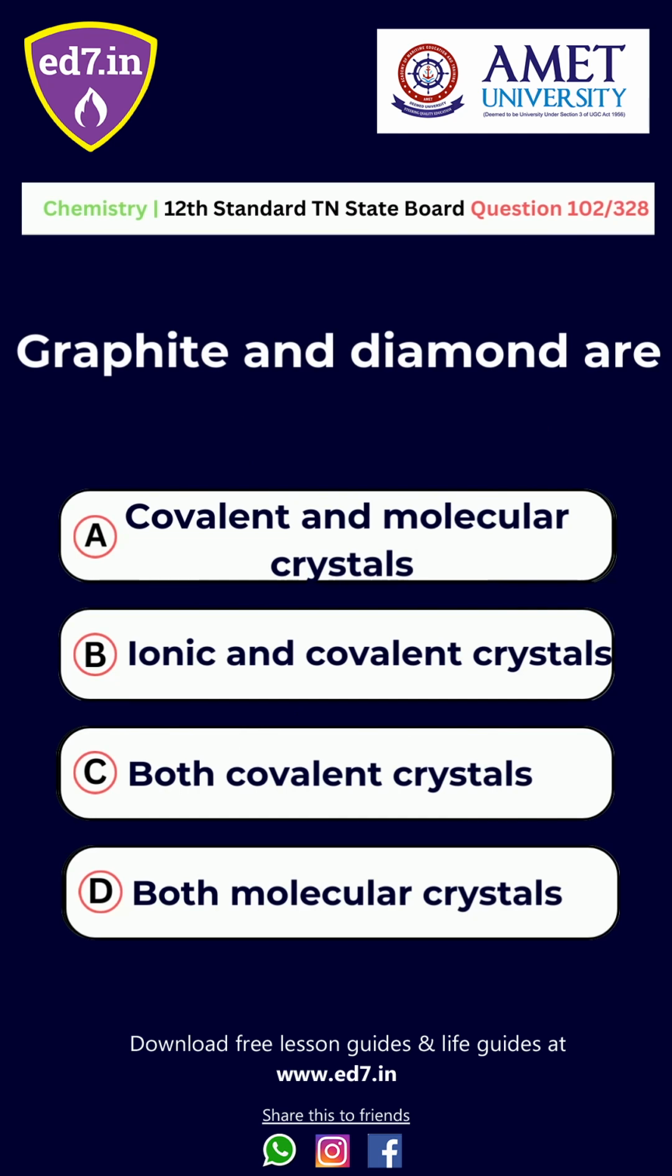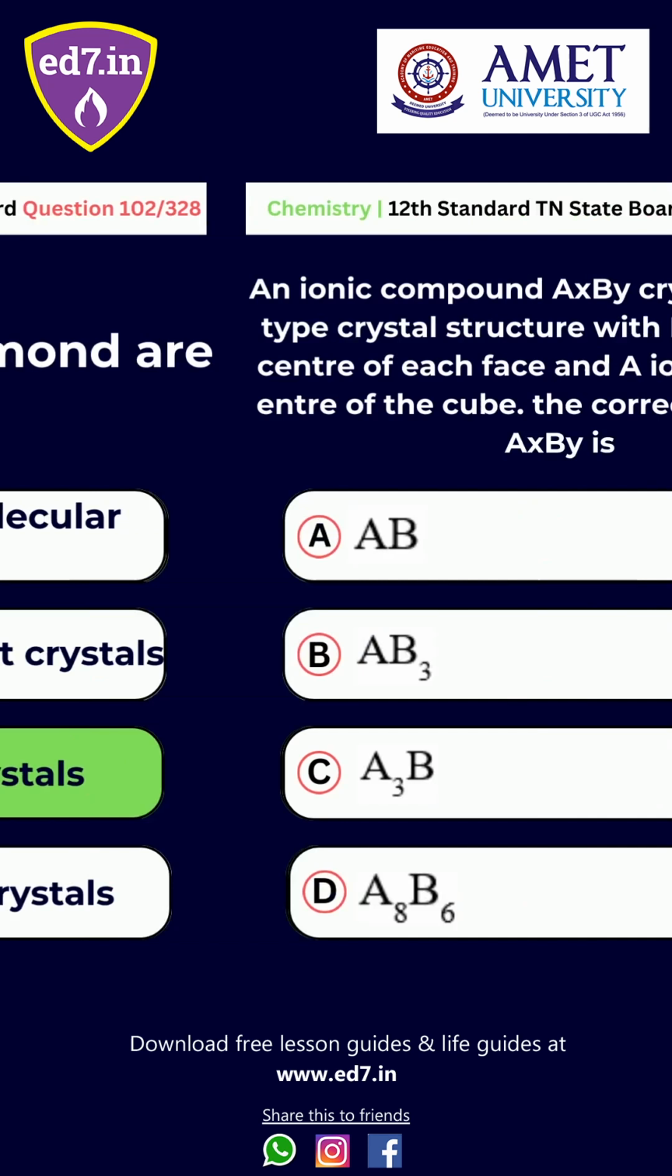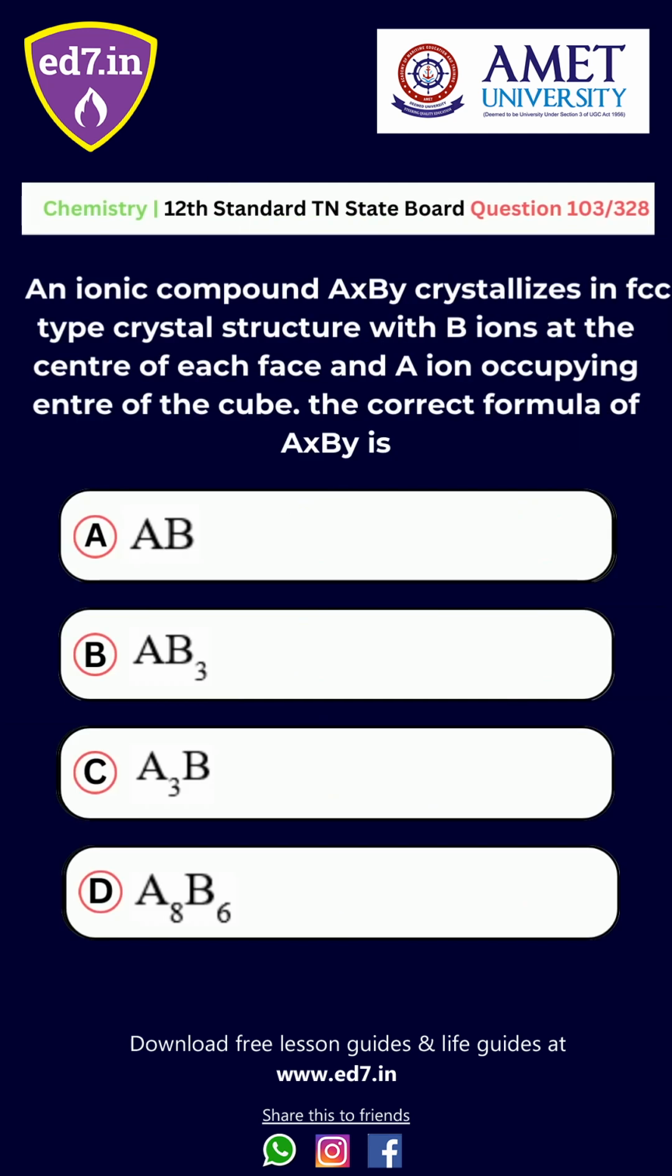Graphite and diamond are: Option A, covalent and molecular crystals. Option B, ionic and covalent crystals. Option C, both covalent crystals. Option D, both molecular crystals. The correct option is option C, both covalent crystals.